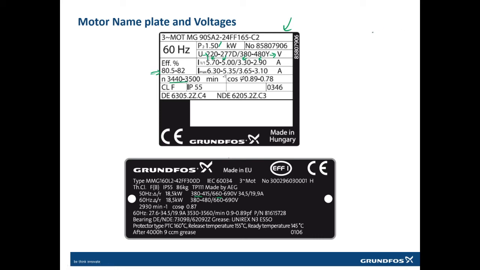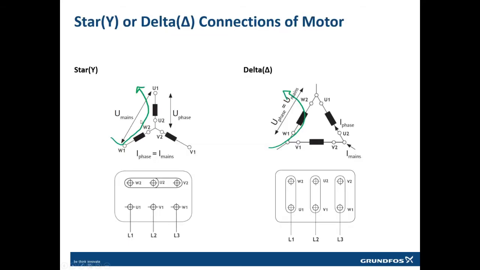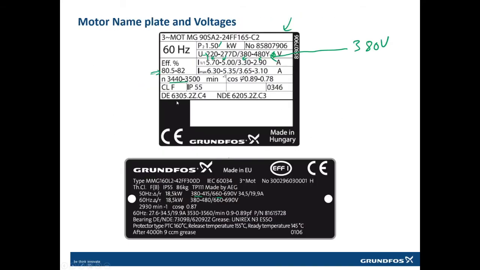For example, the site voltage you have is 380 volts. What connection should you use for the same motor? Star. So this is the connection you should use if you have 380. But if you want to connect the same motor to 230 volts, three phase, then you need to connect it in delta. The same motor will work at two different voltages, giving the same characteristics.